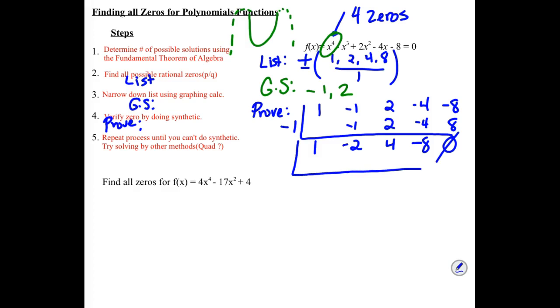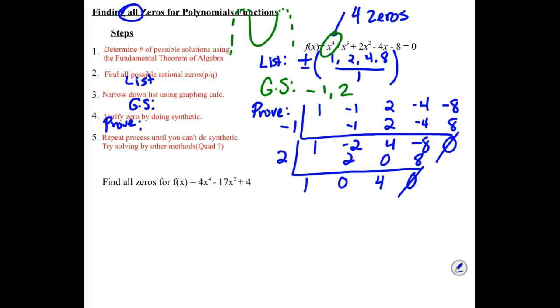Okay? Now I'm going to try the 2. Multiply, add, multiply, add, multiply, and add. And again, it gave me no remainder. So I have shown, I've verified that -1 and +2 are zeros. But we have to find all of them, okay? Even if they are imaginary, we have to find them. Even if they're irrational, we have to find them.